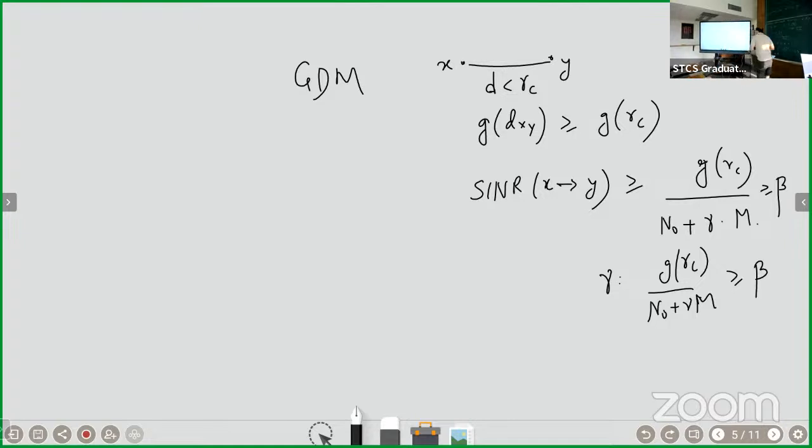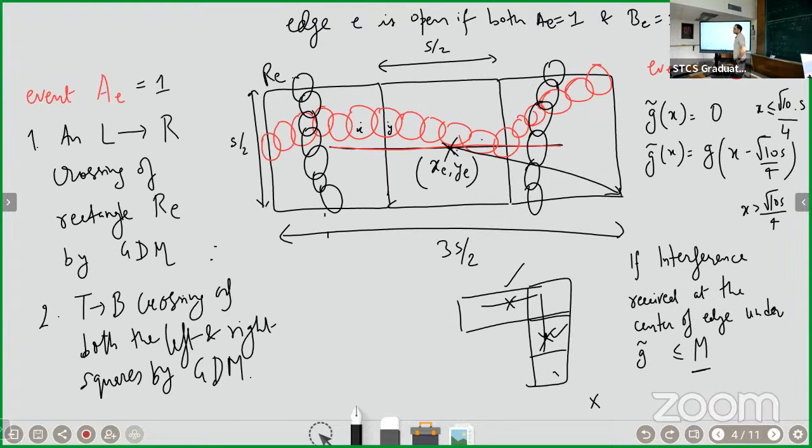Okay, the basic idea is to start with a supercritical Gilbert disk model. Then define a square lattice where an edge is open when there are left-right crossings and top-bottom crossings of these rectangles, as well as the interference seen at the center being at most a large enough number M. Connect by the pure definition. What we have really done is that if there is percolation in the square lattice, there is percolation in the SINR graph corresponding to the same geometry.